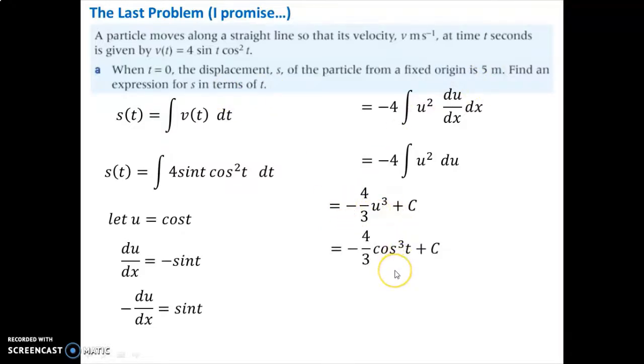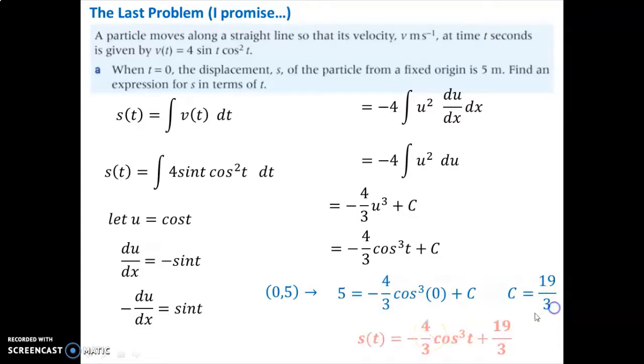Okay, let's do that. So, oh, sorry, I put the cosine back in there. Don't forget to do that, of course. And now put that point in there. So that point goes back in there. And we get this. So 5 is our position, and that position occurs when time is 0. Solve this, and c is 19 over 3. Therefore, our position function is this full thing here, and now we have 19 over 3 here.